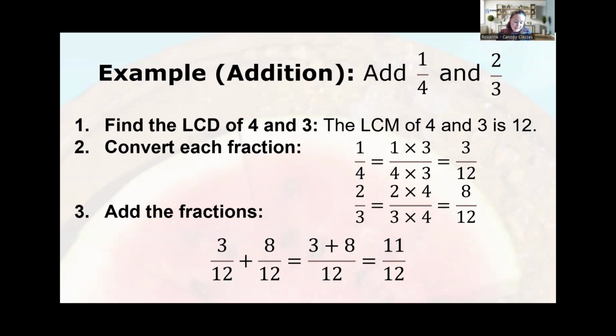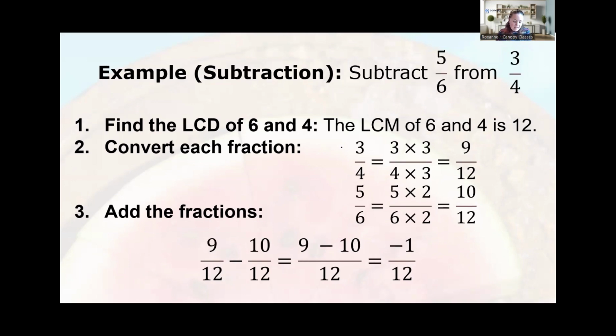So here's an example. We're going to add a quarter and 2/3 together. We'll look at the denominators, and the lowest common multiple for 3 and 4 is 12. So we're going to make equivalent fractions over 12. We end up with 3/12 added to 8/12, and when we do that sum, nice and simply, we'll end up with 11/12.